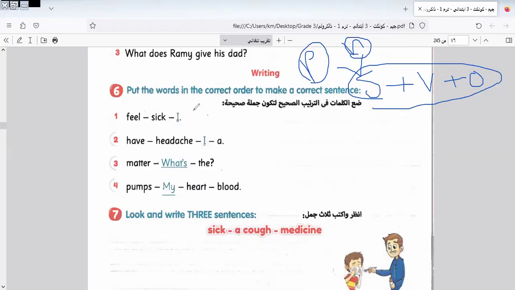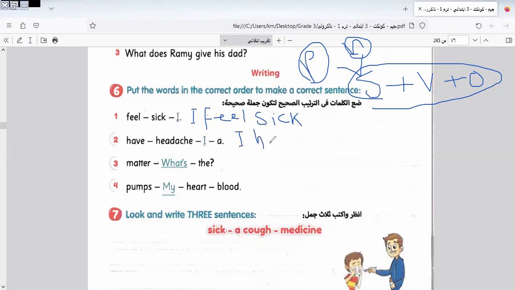Let's answer this question together. So it will be I. This is a pronoun. I feel. This is the verb. I feel what? I feel sick. So here, this is subject, verb, and object. These are the components of the sentence. Here is have, hit, ache, a. So the answer will be I. This is the subject.